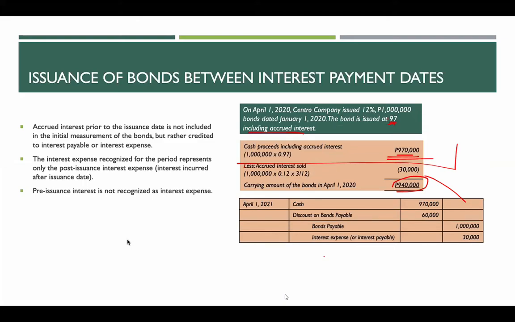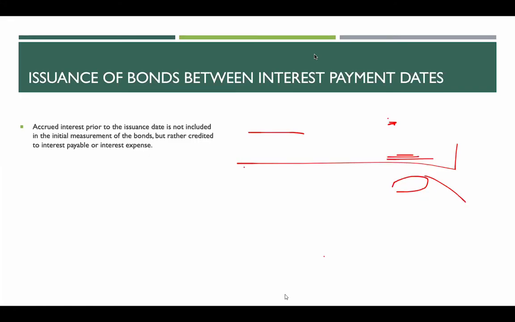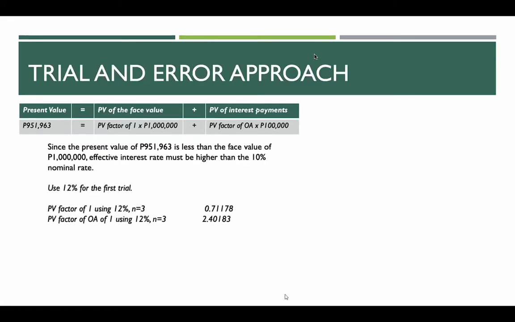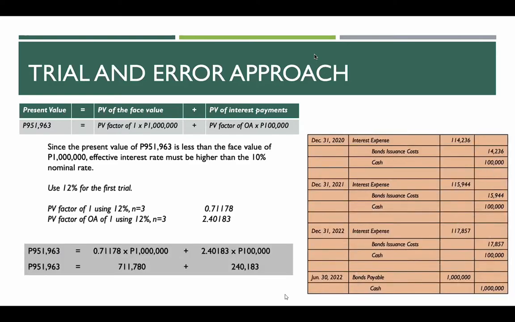Good afternoon, class. We will continue our discussion on bonds payable. Last meeting, we ended on the initial measurement of bonds if the bonds have transaction costs. Okay, so what will happen if we have transaction costs? That's the topic we reached last time. And then we also discussed the trial and error approach of identifying the effective interest rate.